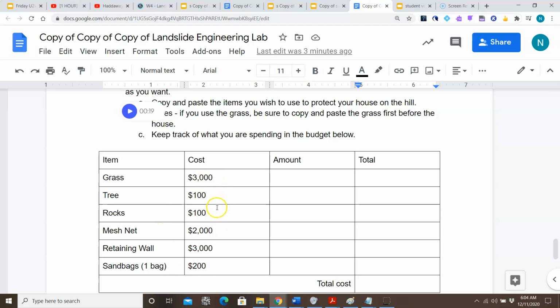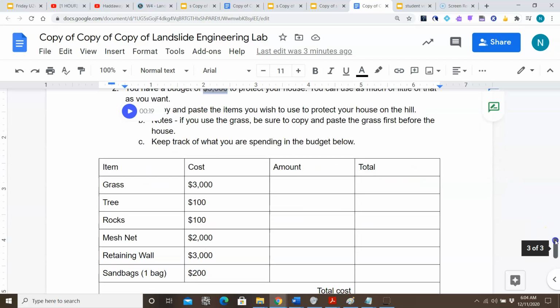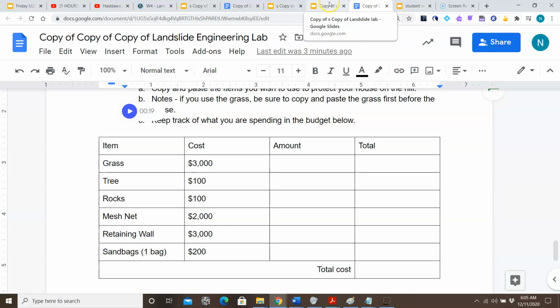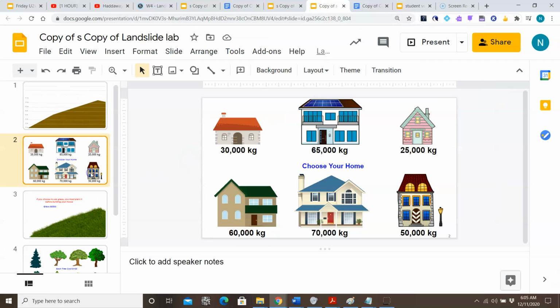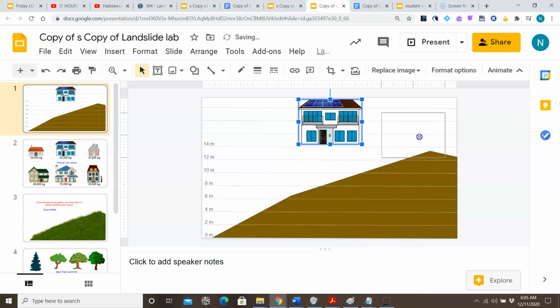Now, each of these things costs money, and you cannot spend more than what you have, and you have $5,000 to spend. You can choose whatever you want as long as you don't go over the 5,000. First thing we're going to do is choose a house. Let's say I want to use this house. I'm going to click on it, do Control C, and then move to my hill, Control V. I'm going to put it at the top of the hill. All right, so here's my house.